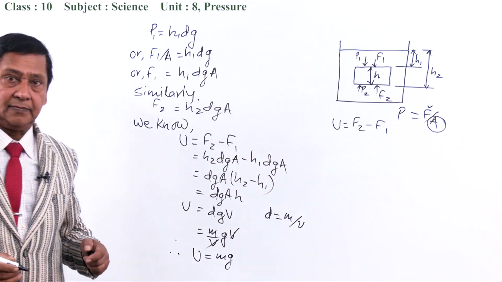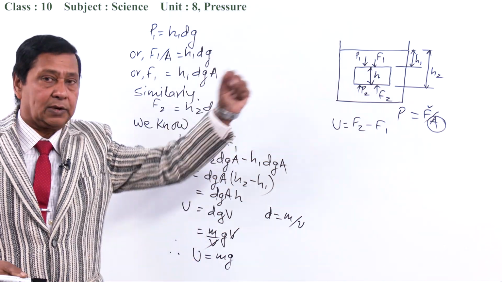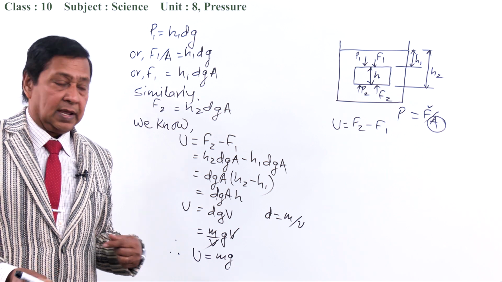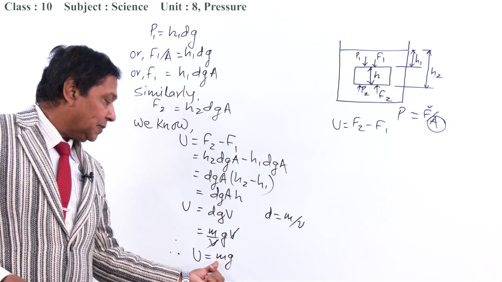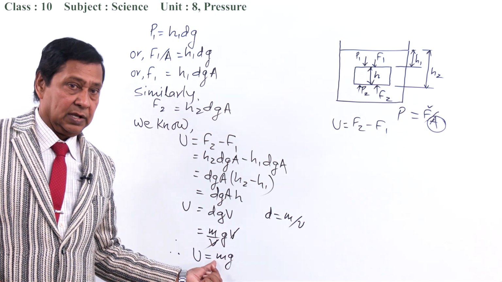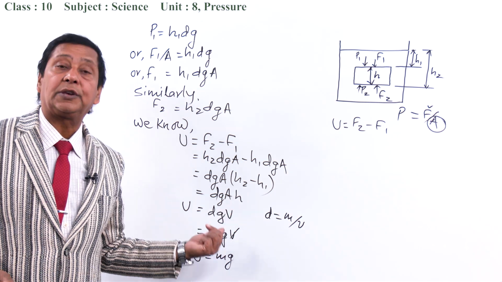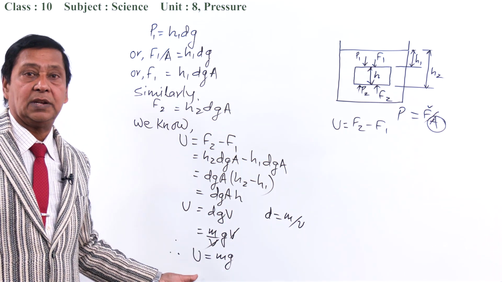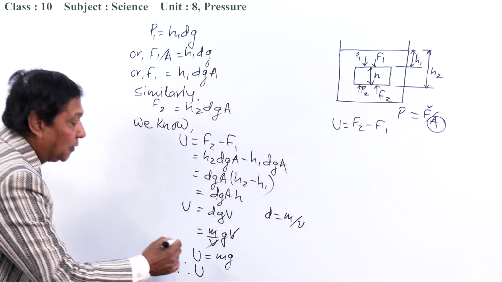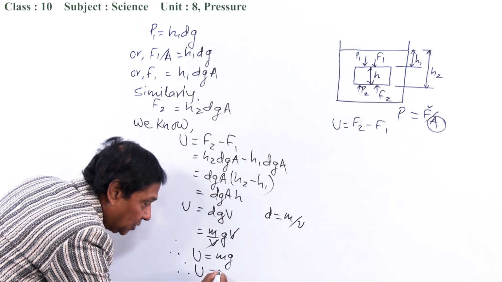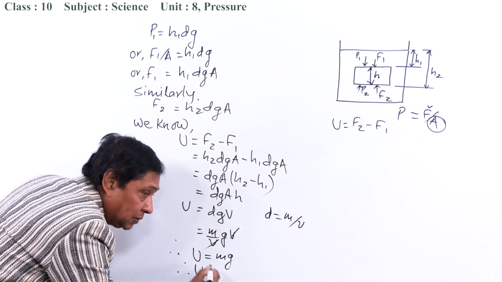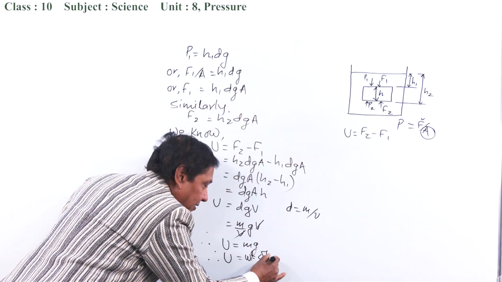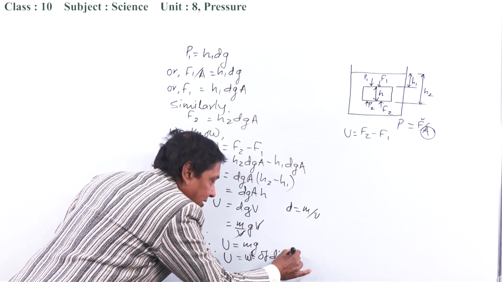What is m? Mass of displaced liquid. What is g? Acceleration due to gravity. If mass of displaced liquid is m and g is acceleration due to gravity, then certainly weight of displaced liquid is equal to upthrust. Therefore upthrust is equal to what? m g means weight of displaced liquid.